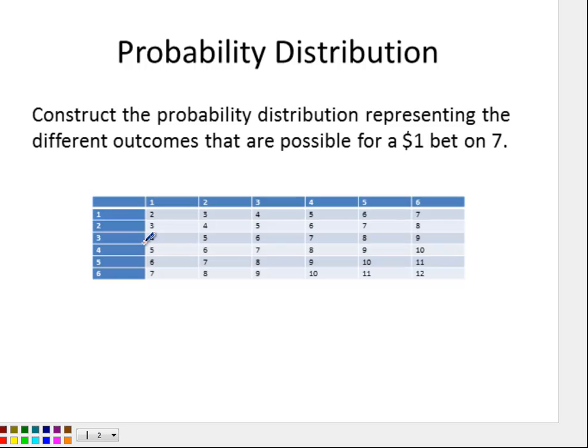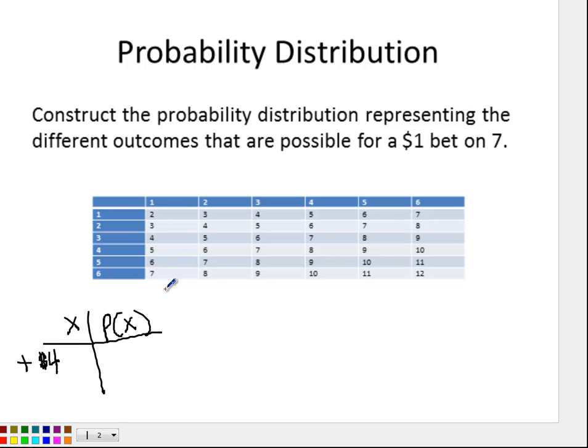So now let's go to the next part. We're going to construct the probability distribution representing the different outcomes that are possible for a $1 bet on 7. So that means we want to get exactly 7. Either we get 7 or we don't get 7. So if we get 7, exactly 7, we win $4. Alright, so on a $1 bet, I'm up $4.